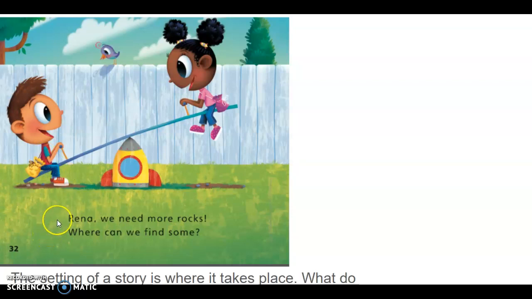The setting of a story is where it takes place. What do you think the setting of the story is? That's right, a playground. They're on a seesaw. We can use clues to help us find out where the setting is by looking at the pictures.